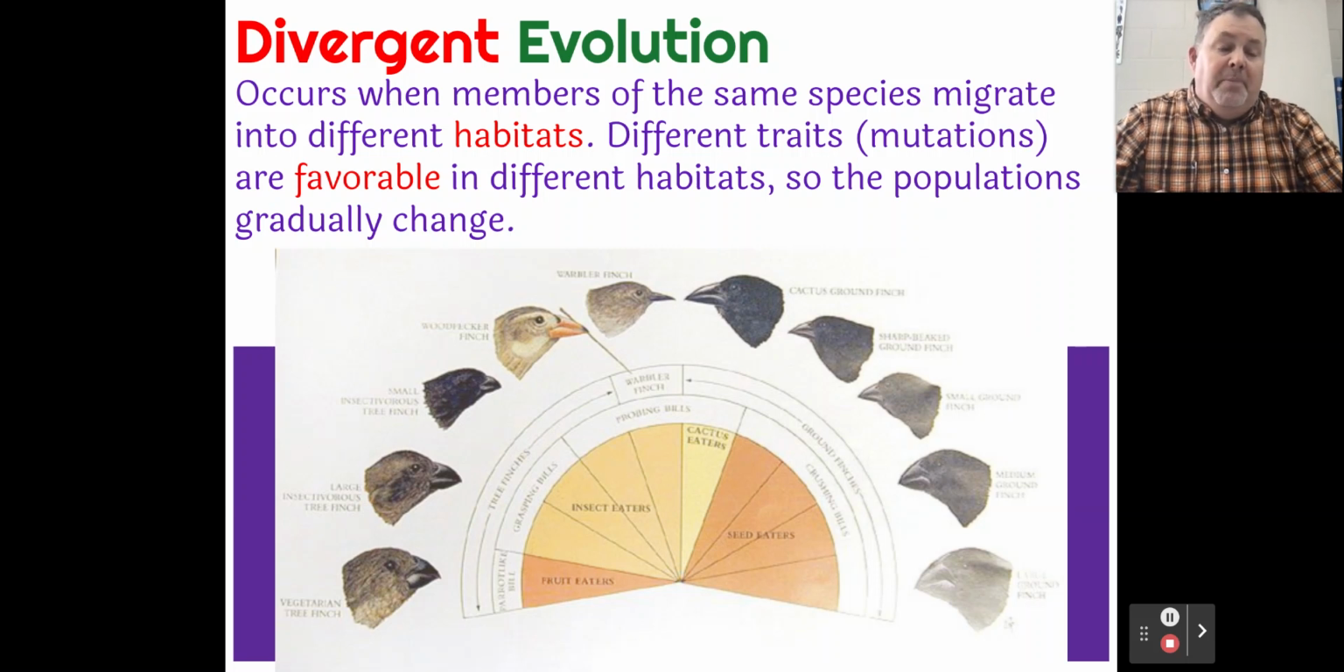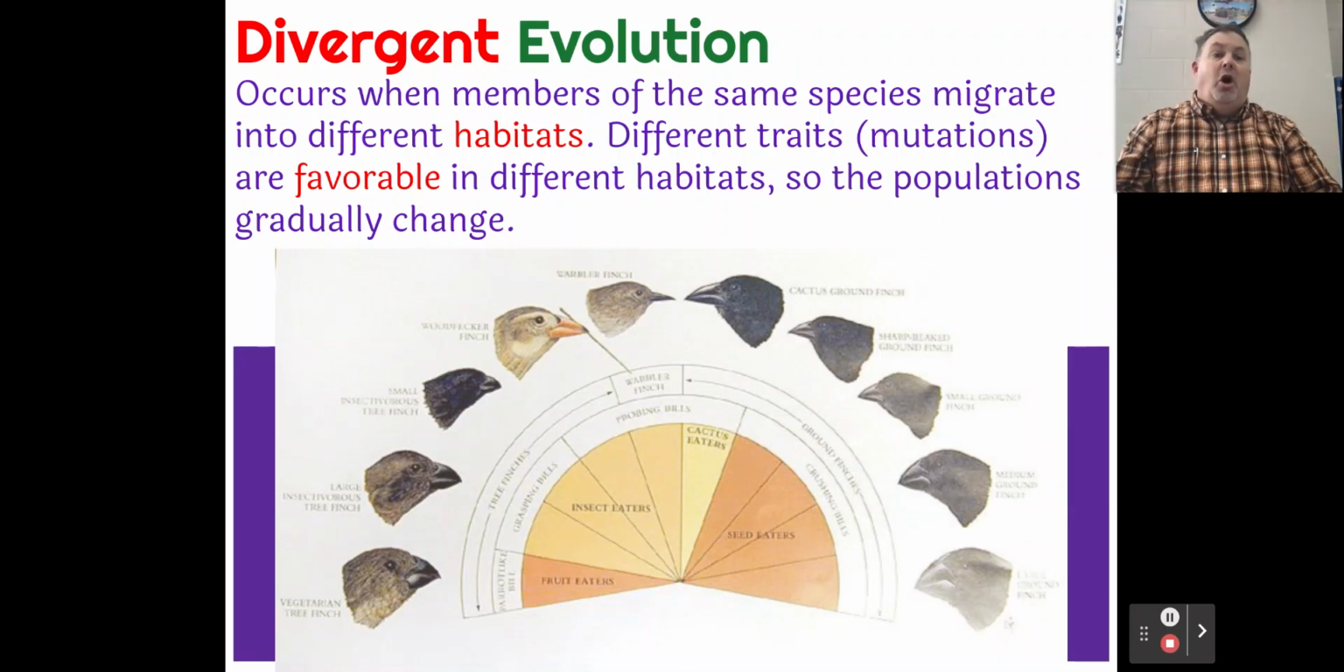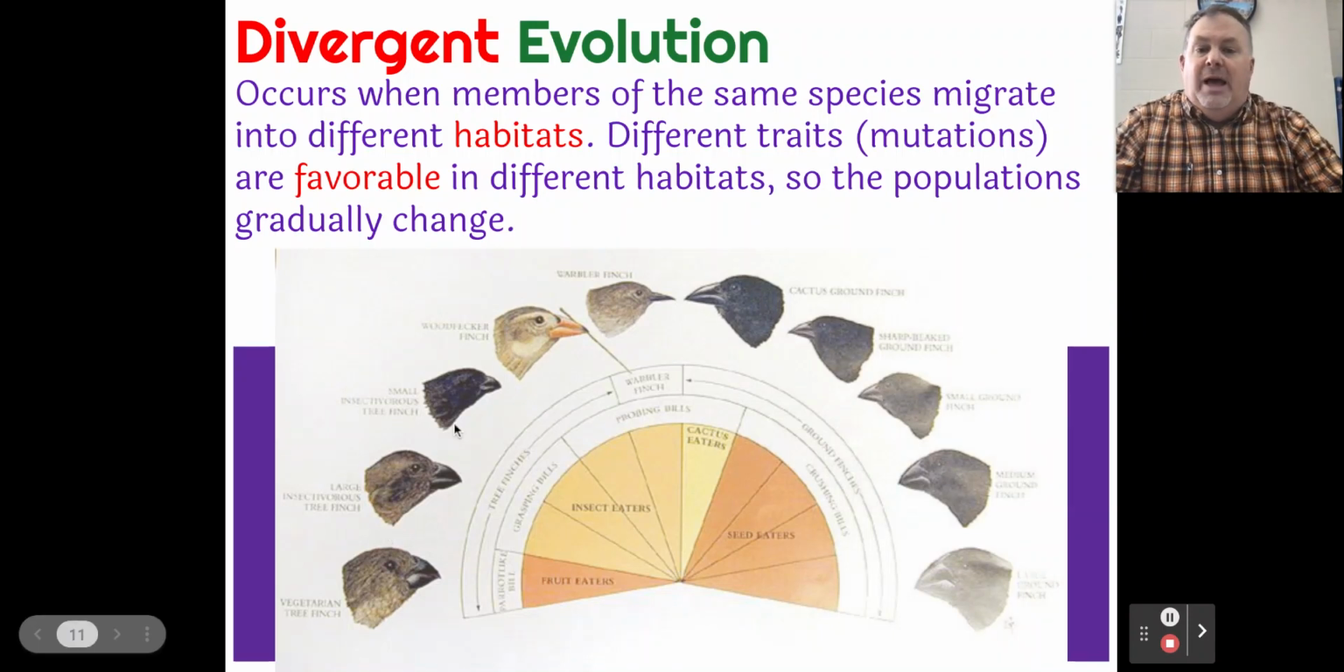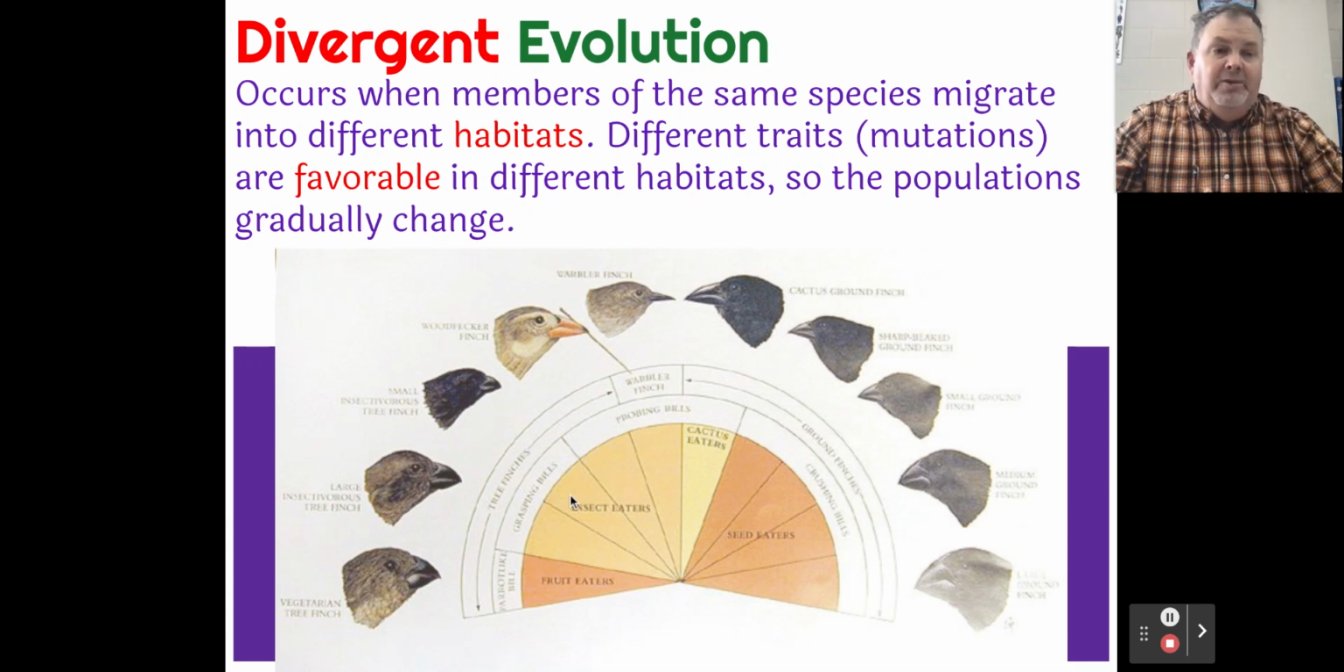Another of these unique patterns in evolution is something called divergent evolution. As you read about with Darwin, Darwin discovered all these bird species on the Galapagos Island. And those bird species had similarities most oftentimes in their beak structure.